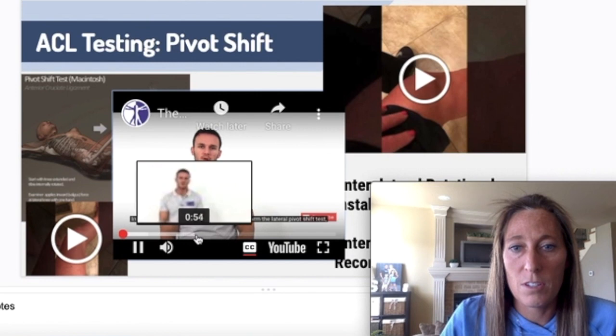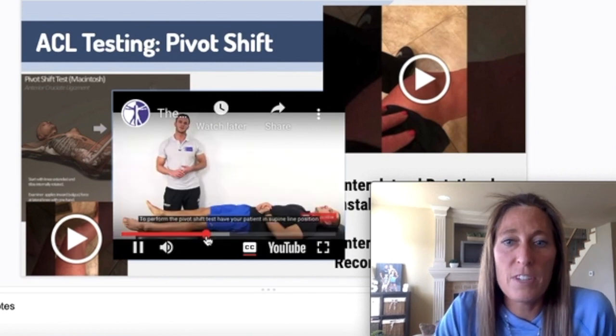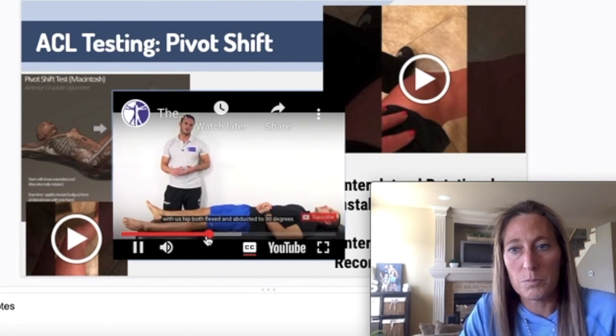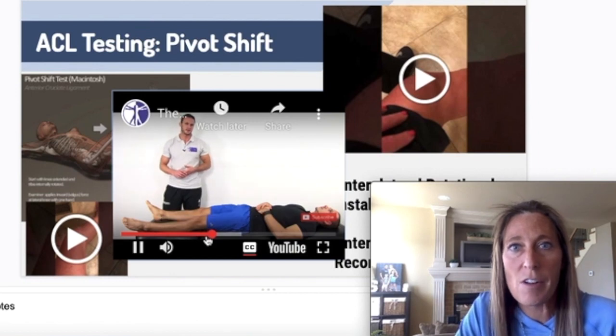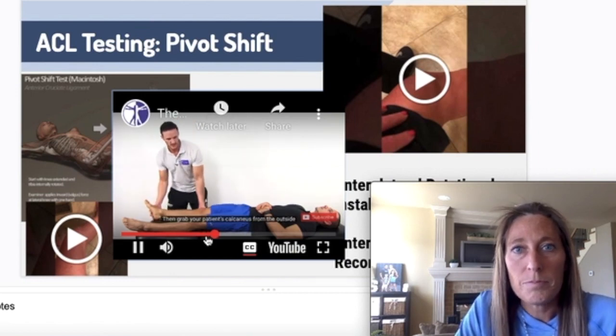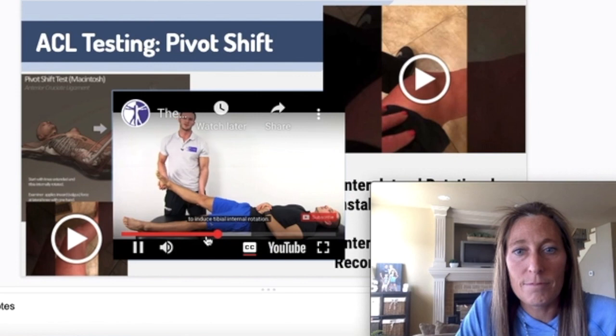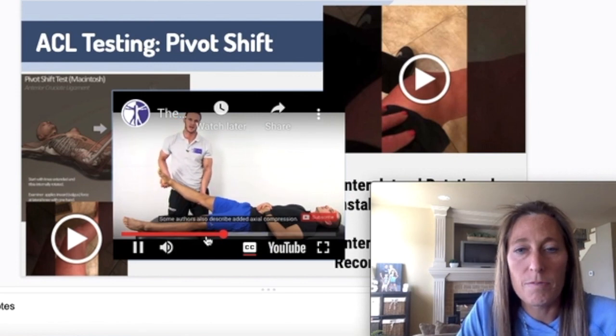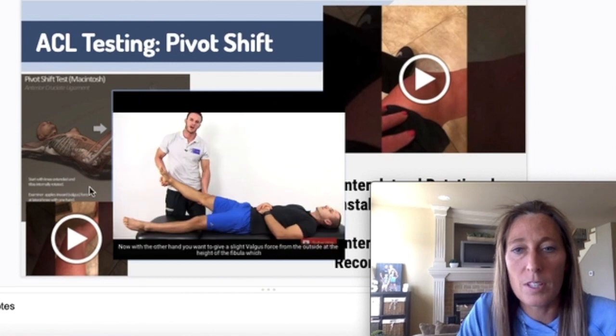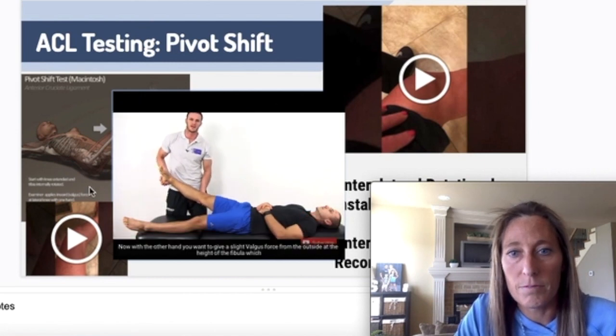All right, here's a supine-like pivot shift position test for ACL, with the hip both flexed and abducted to 30 degrees. Then grab your patient's calcaneus from the outside to induce tibial internal rotation. Some authors also describe added axial compression. Now with the other hand, you want to give a slight valgus force.